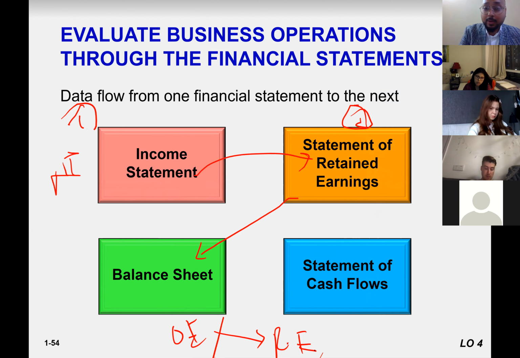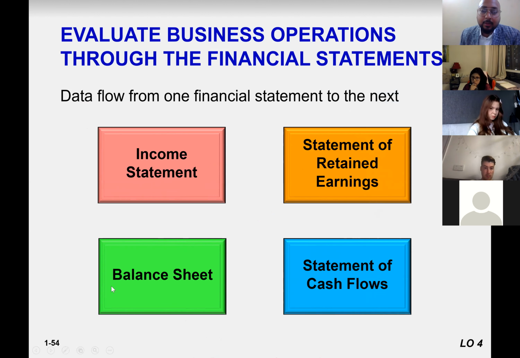So there is a hierarchical flow here. And then at last you make the cash flow statement, or statement of cash flows. Here we go. First, you need to make the income statement, then the statement of retained earnings, then the balance sheet, and then the cash flow statement. There is a data flow, there is a hierarchy here. Which is going to be made next? Yes, right? It starts from the income statement, then the statement of retained earnings, then the balance sheet, and then the cash flow statement.